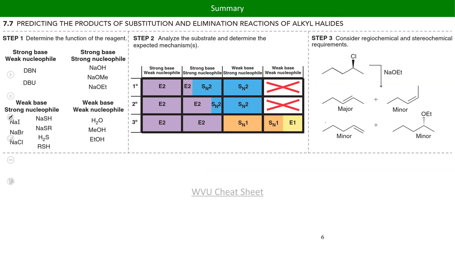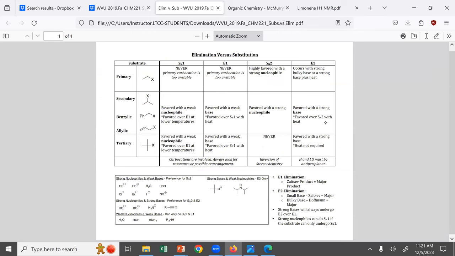And so that's why you see on a lot of these, it says a strong base plus heat or a strong bulky base. A strong bulky base is going to favor elimination over substitution because a strong bulky base can't be a good nucleophile. Or if you have a strong base plus heat, a strong base, it's just hydroxide, that's a good nucleophile and a good base. But with heat, you're going to favor elimination over substitution because you get more pieces out of it.